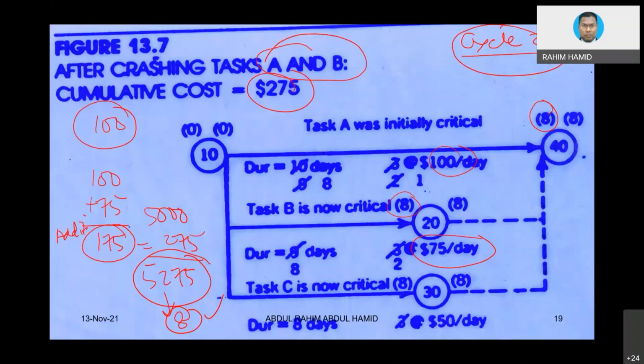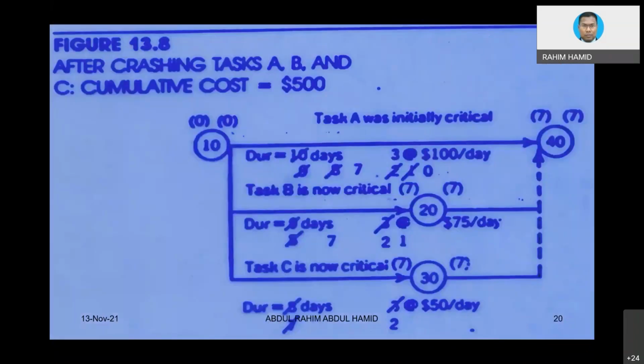Then what would happen if I go for cycle number 3? I want to reduce 1 more day. Let's say just step by step. So if I want to reduce 1 more day, I have no choice other than reducing activity A by 1 day, activity B also by 1 day, and activity C also by 1 day at the same time, concurrently.